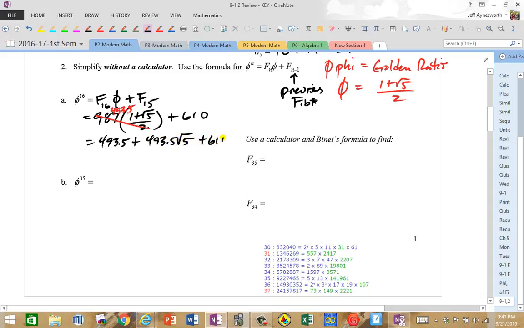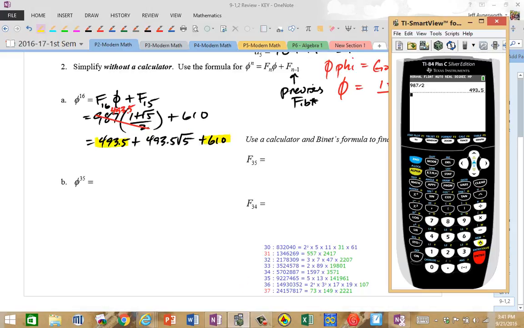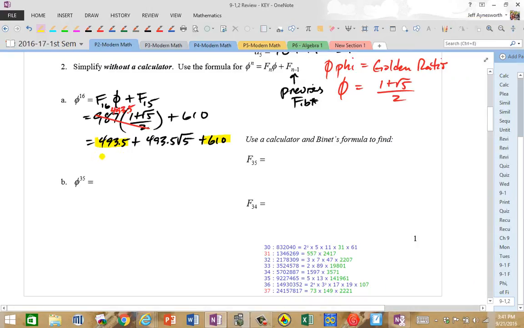plus this 610. So I have to add the like terms, which are these two. So I have to add 610 to it. It's already on your calculator, so just add 610, and I get 1103.5. So what do I get? 1103.5 plus this 493.5 root 5. And that's the simplified answer for phi to the 16th power.